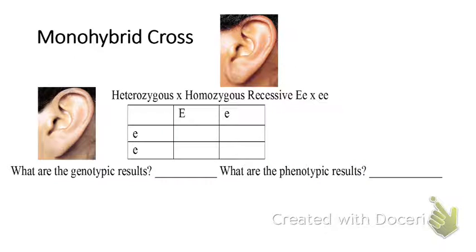If we have one individual that is heterozygous and it mates with an individual who is homozygous recessive, then the genotypic results are going to be 50% heterozygous and 50% homozygous recessive. And the phenotypic results will also be 50-50: 50% attached and 50% unattached.